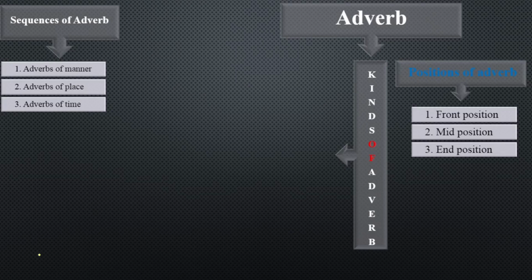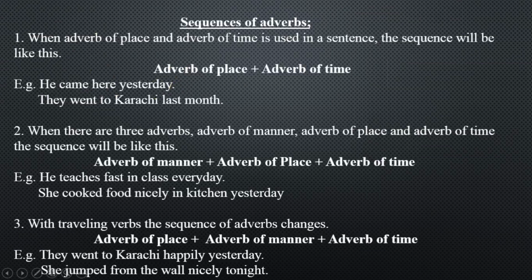Today we will discuss the sequences of adverbs. When three adverbs come together, like adverb of manner, place and time, we have already discussed that they are known as EOP, which stands for extension of predicate. When these three adverbs come together, how are you going to put them in a sequence? So let's begin the sequences of adverbs.